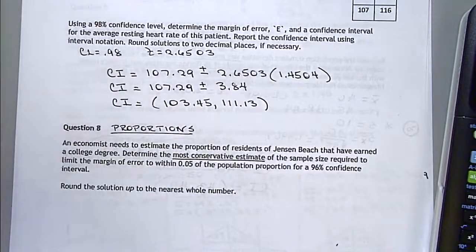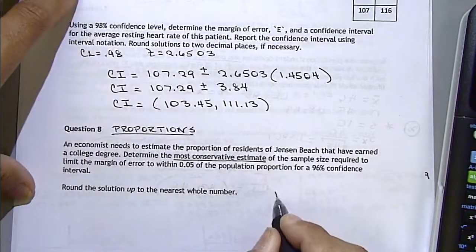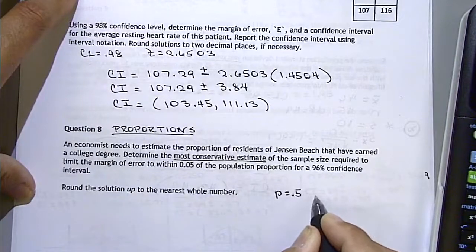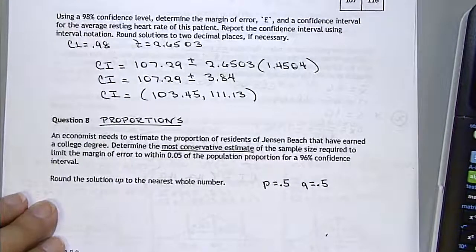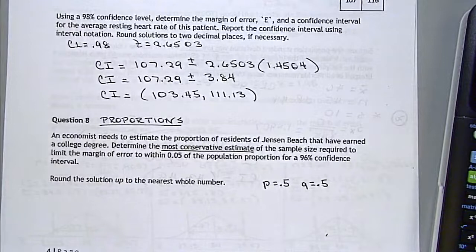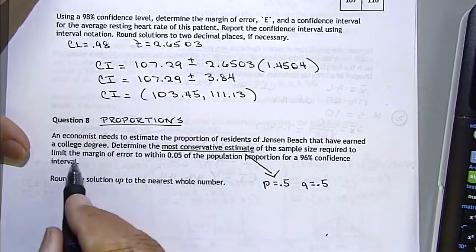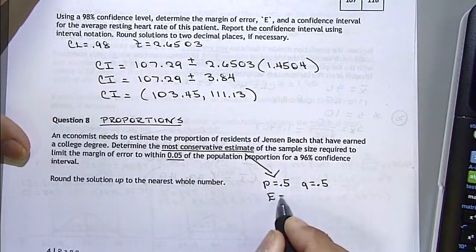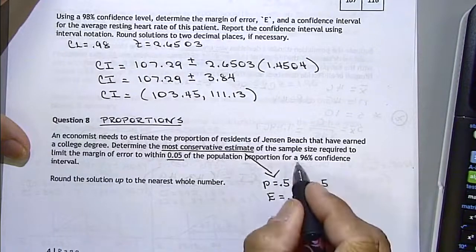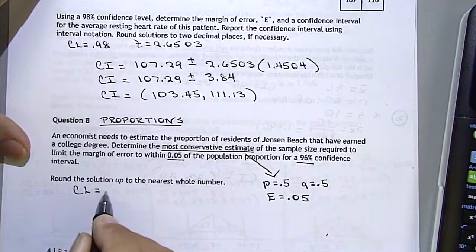Most conservative estimate tells you this, you are going to set the proportion equal to 0.5. So if P is equal to 0.5, then Q is also equal to 0.5. That's like saying the sample mean is going to be right down the middle, half, okay? So that's most conservative, and I get that from here. That's how I got it. I'm going to limit the margin of error to within 0.05, so here's my margin of error. And I've got a 96% confidence interval. Okay, so confidence level is equal to 0.96.